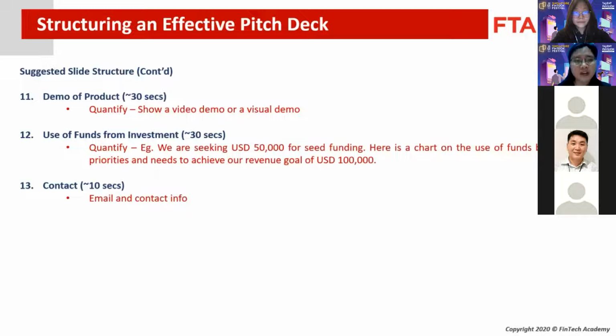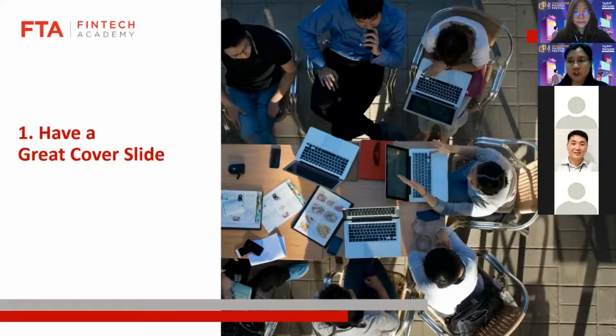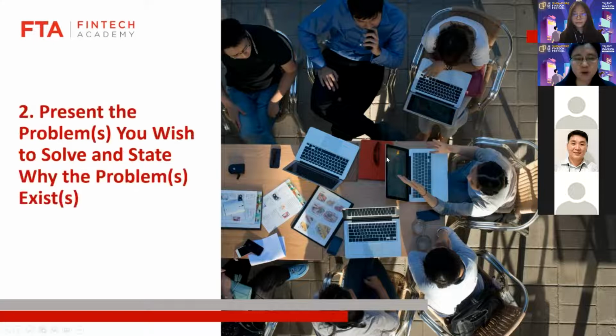I'm going to do a deep dive into each slide, each point which I've spoken on earlier. Now, the first thing is you want to have a great cover slide, and many founders overlook that. Having a great cover slide doesn't mean putting up the fanciest pictures or a lot of information. You want a cover slide that has a great tagline as to what your company is doing, and that is very clean and very straightforward, so that the investors don't have to ask too many questions about that.